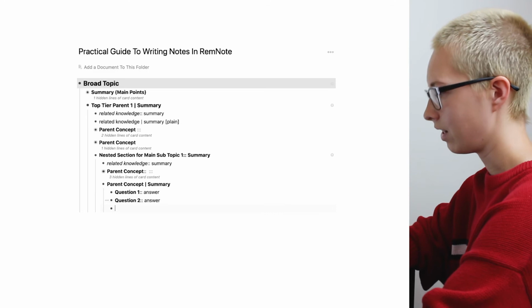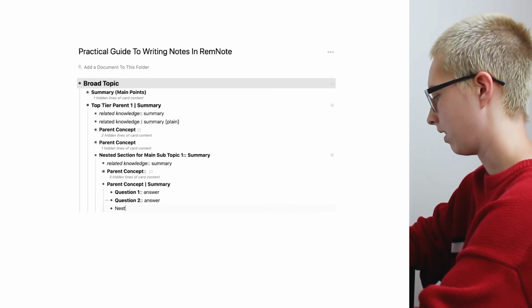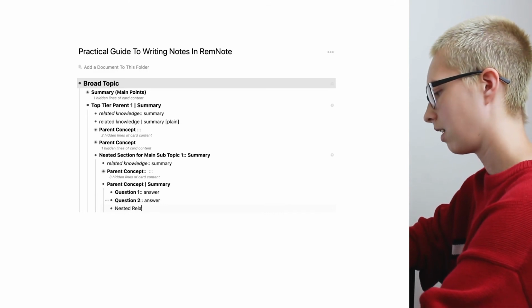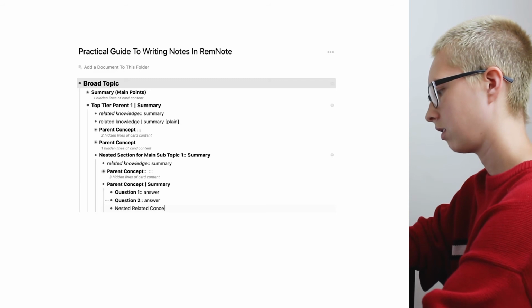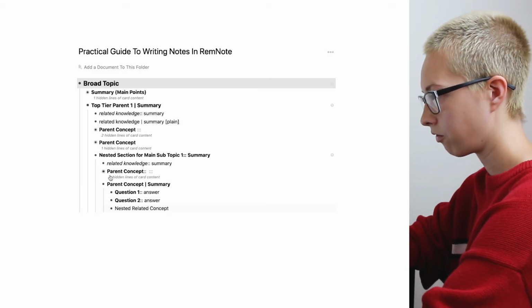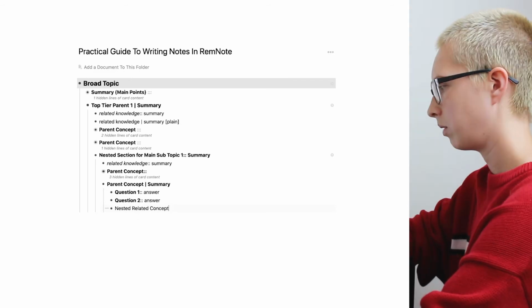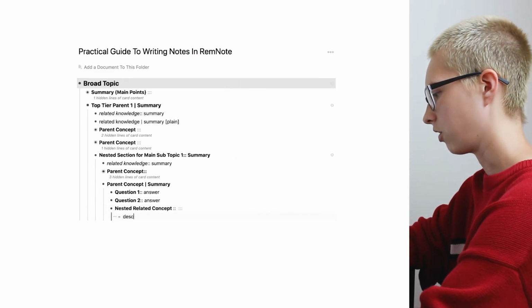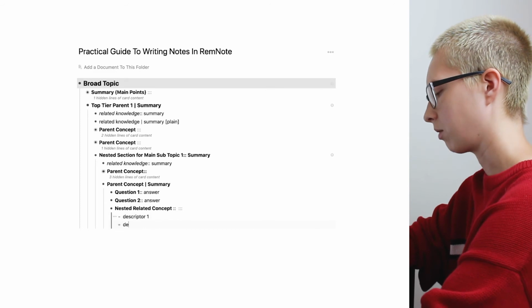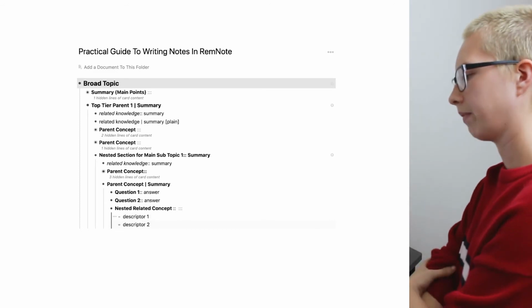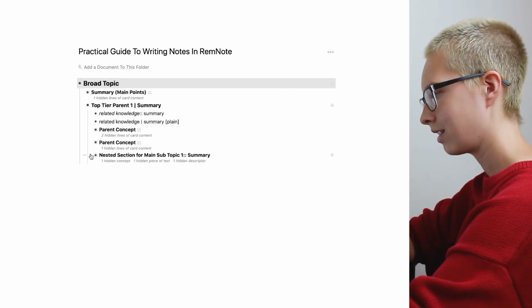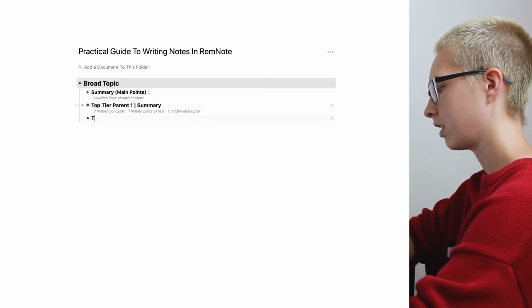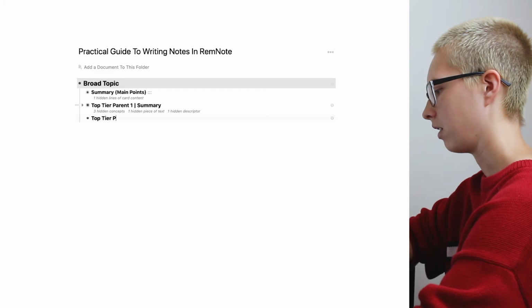And then within this, I can do a nested related concept. So now we're getting even further away from this broad topic. Within here, I want to do another set maybe, and just say descriptor 1 and descriptor 2. Okay. So let's nest all of that inside and let's create another top tier parent 2.